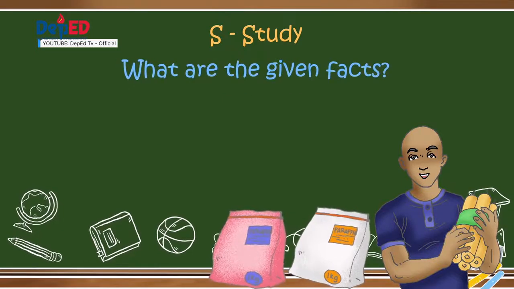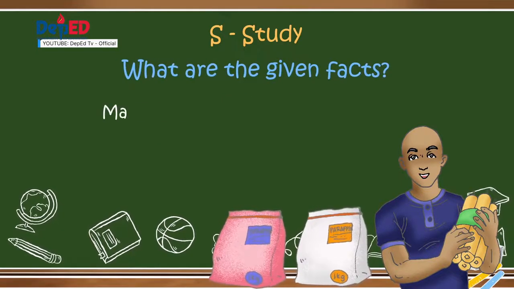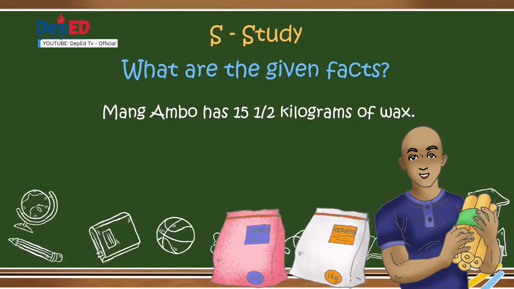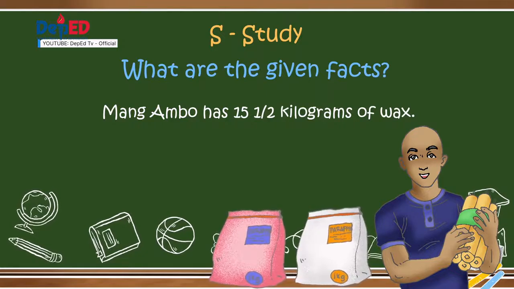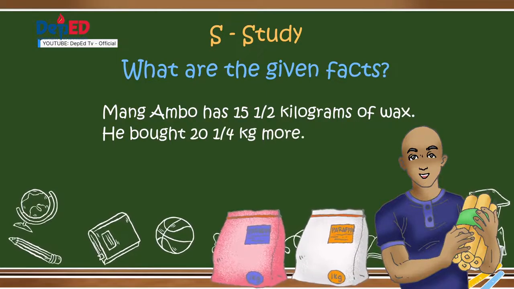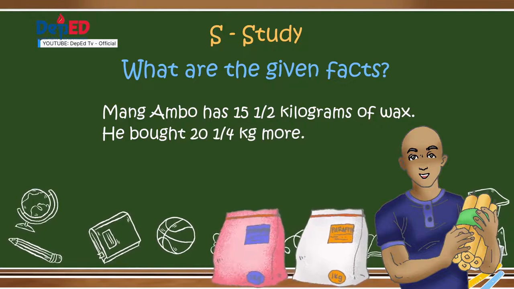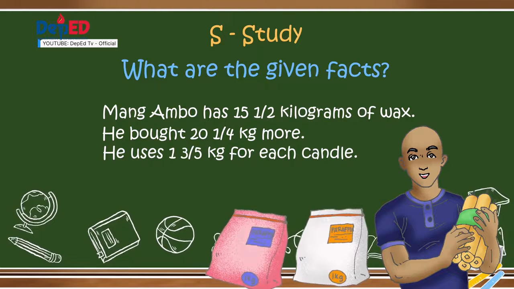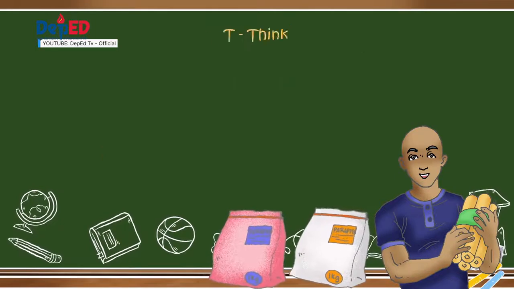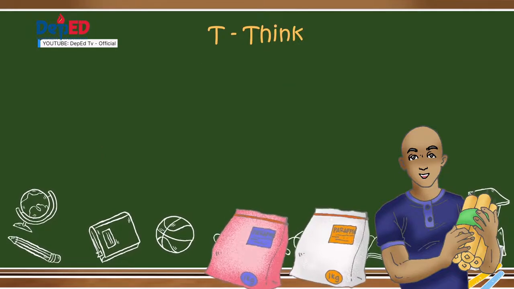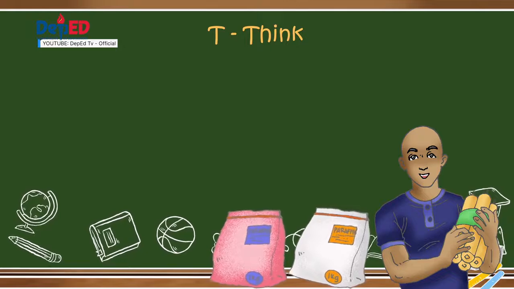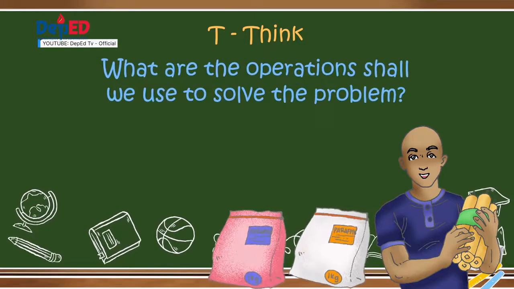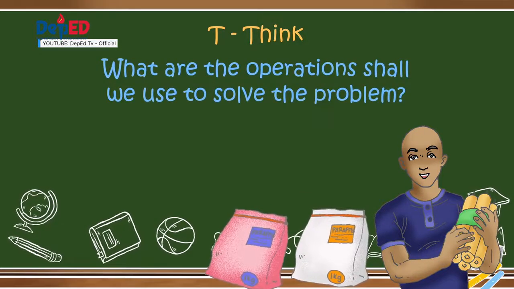What are the given facts? Mang Ambo has 15 and 1/2 kilograms of wax. He bought 20 and 1/4 kilograms more. He uses 1 3/5 kilogram for each candle. This time, let's think of a plan. Based from the given facts, what are the operations shall we use to solve the problem?